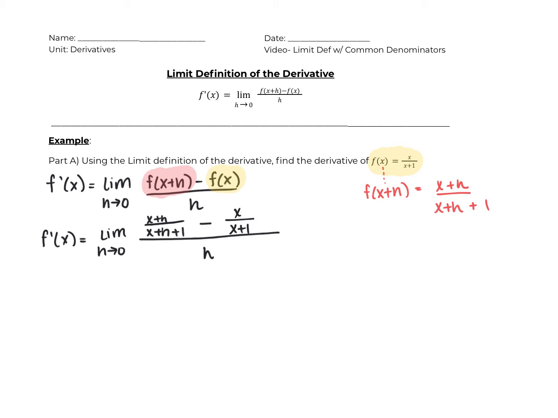So we know that in order to simplify something with fractions, we're going to need to make a common denominator. The best way to do that is to flip-flop the denominators. So this x plus 1 needs all of this, and this denominator needs all of this. So we're going to multiply this side by x plus h plus 1, and we're going to multiply this left side by x plus 1.